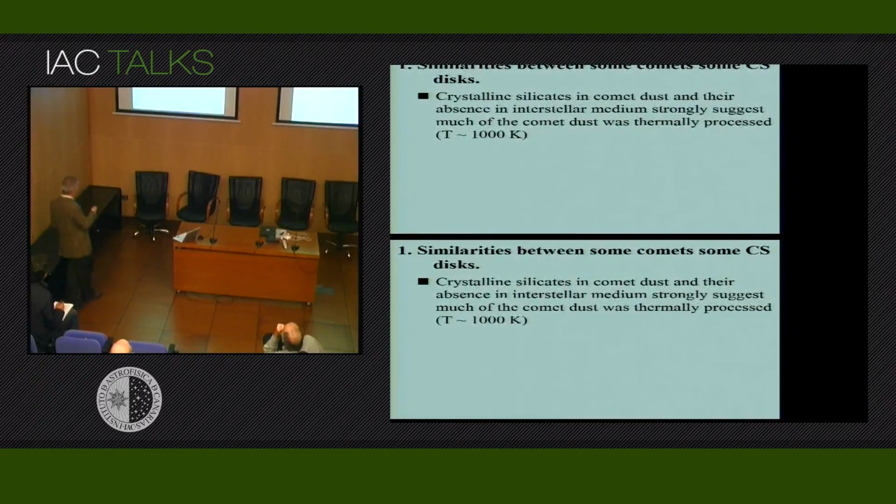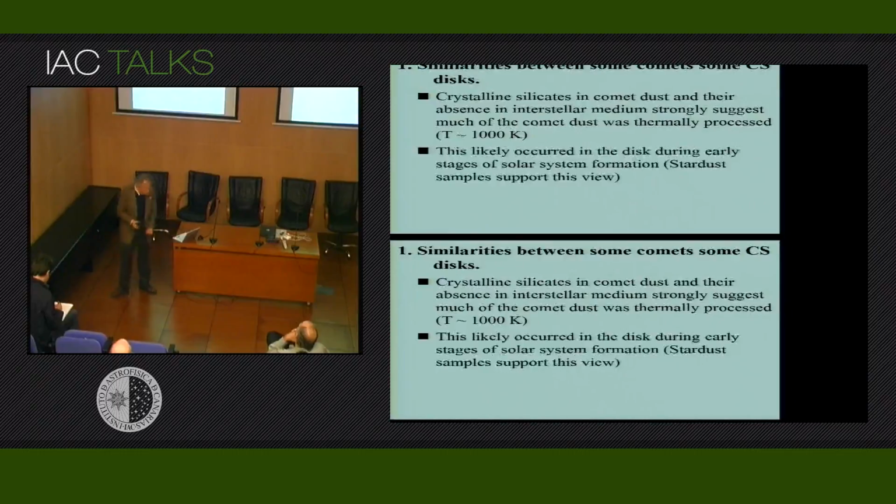In the case of comets, we believe that this happened early during solar system formation, near the sun, and that annealing of the amorphous silicates happens, and then it gets incorporated into the comet, because you cannot raise the temperature of a comet to 1,000 degrees and still be a comet. It would be just a rocky leftover, but all the ices will be gone.